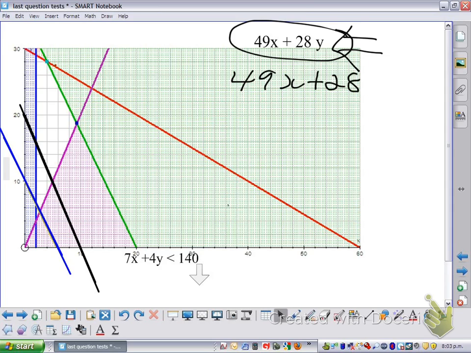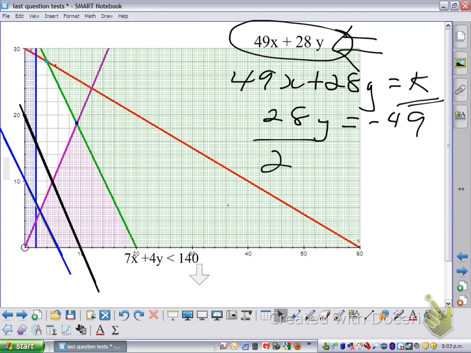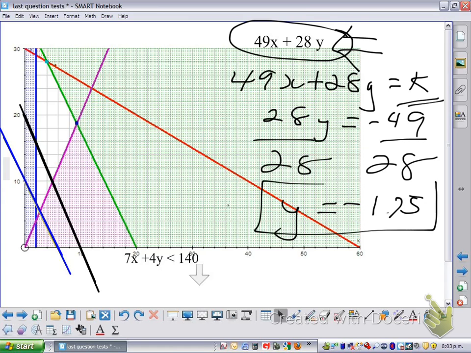Now you may say you can't find the gradient of it, but you can. You just set the profit equal to k, some profit, it doesn't matter what it is, and you rearrange this. You get 28y is equal to negative 49x plus k, and you divide by 28, and you'll end up getting this profit equation, this optimum solution, to have a gradient of negative 1.75. All right?